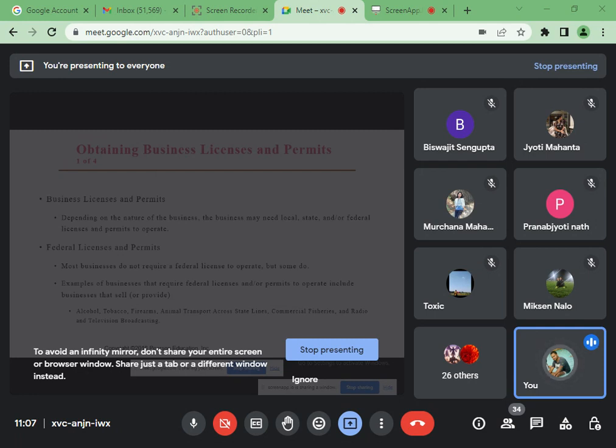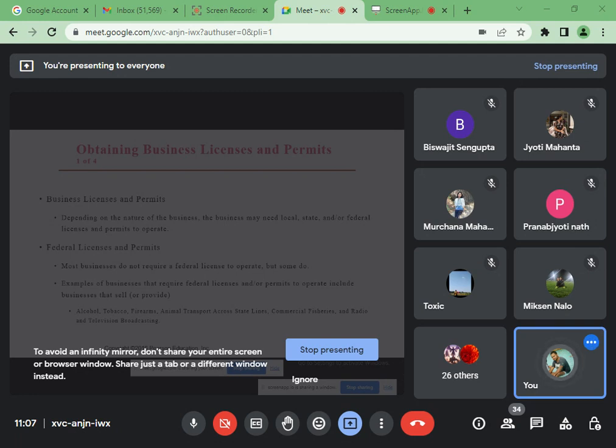Obtaining business license and permits. Depending on the nature of the business, you may need local, state, or federal licenses and permits to operate.